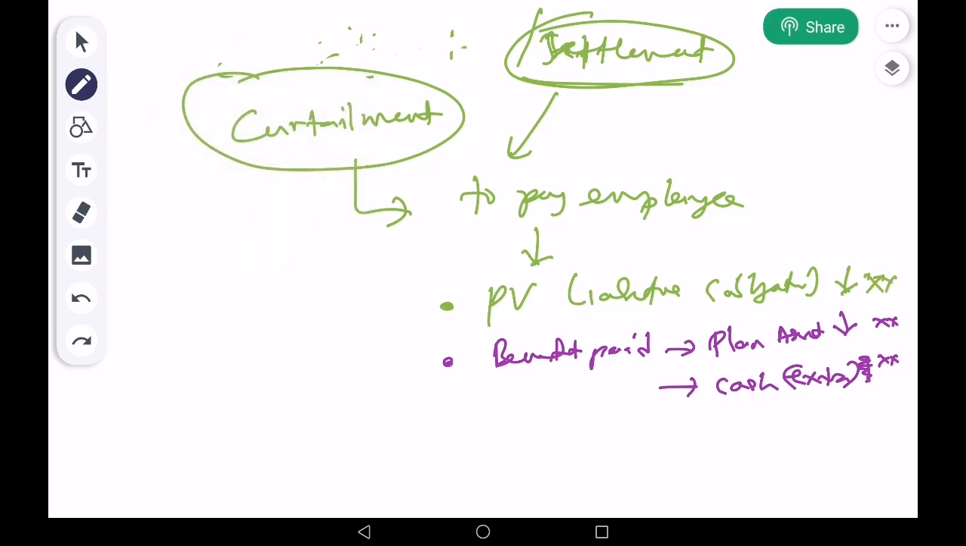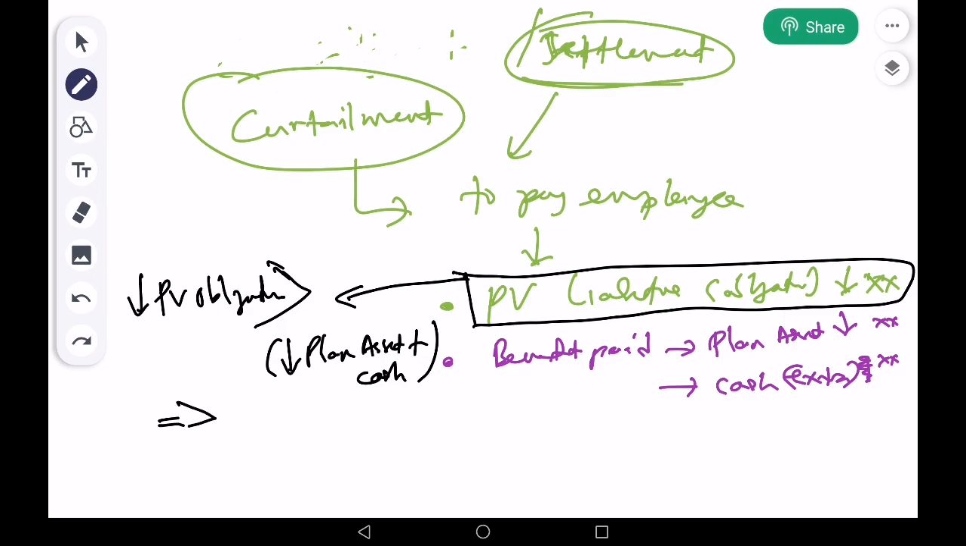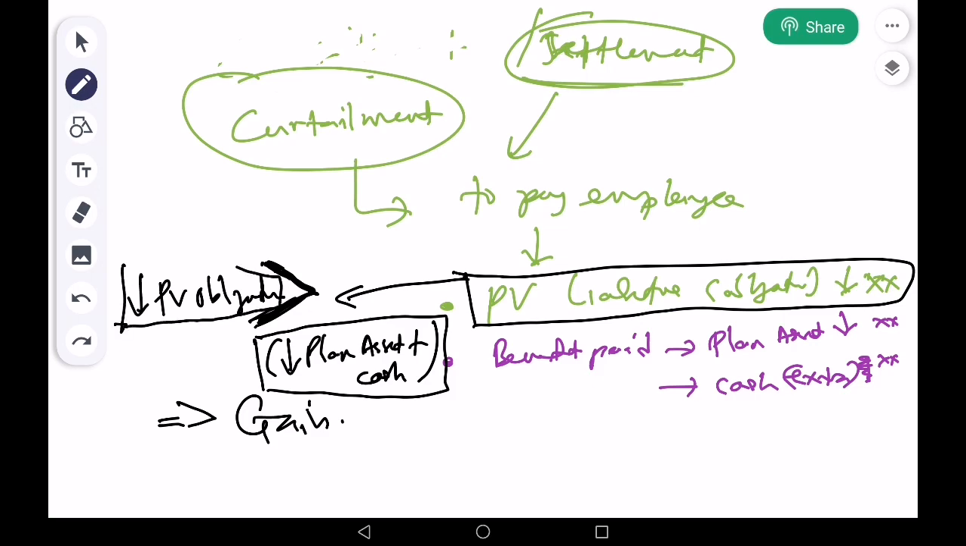Okay, class. As you can see here, if the reduction of the present value obligation is higher than the reduction in your plan asset plus cash, this is called what, class? This is called a gain. Because of what? You only pay less to your employee compared to your reduction in liabilities. That means the decrease in liabilities is bigger compared to the decrease in plan asset and cash paid to your employee.